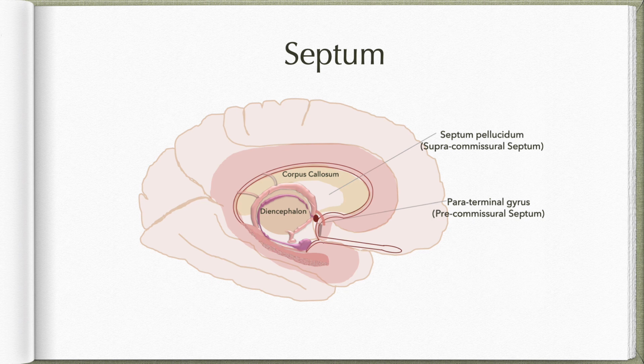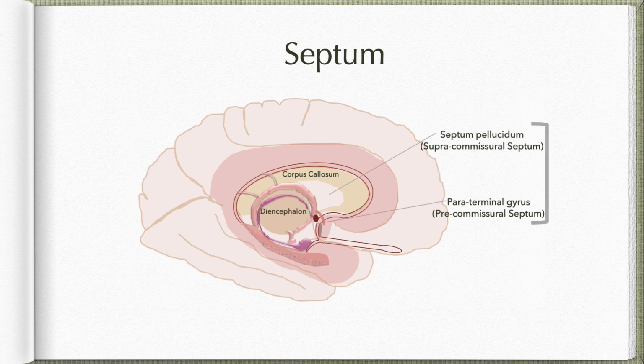Then we have the paraterminal gyrus, which is immediately anterior to the lamina terminalis. Now that also contains a collection of grey matter which will form part of the septal nuclei. Because it is immediately in front of the anterior commissure, it is known as the precommissural septum. So these 2 parts together, that is the septum pellucidum and the paraterminal gyrus together, we call it the septum.